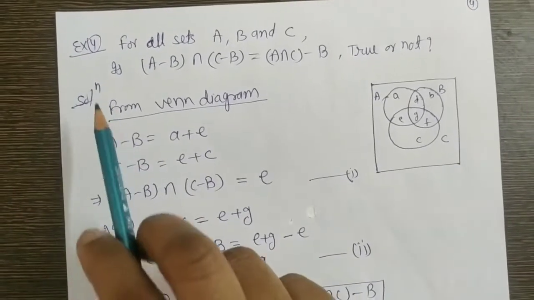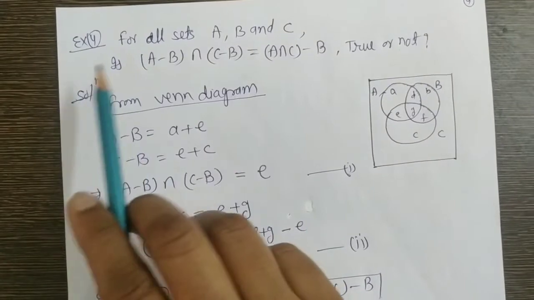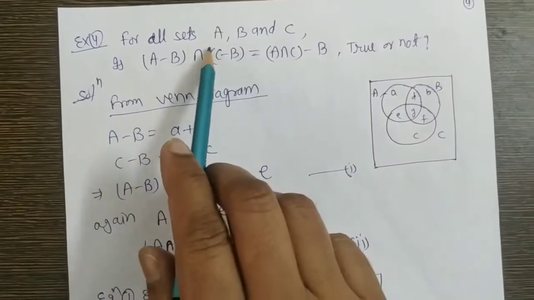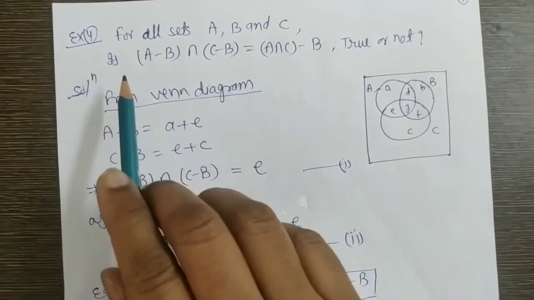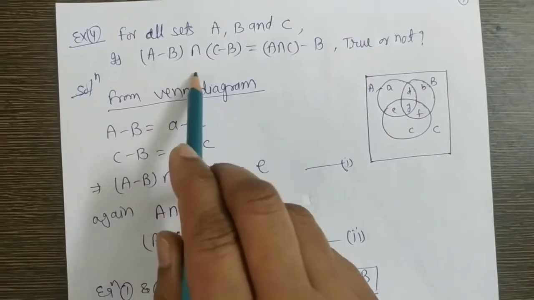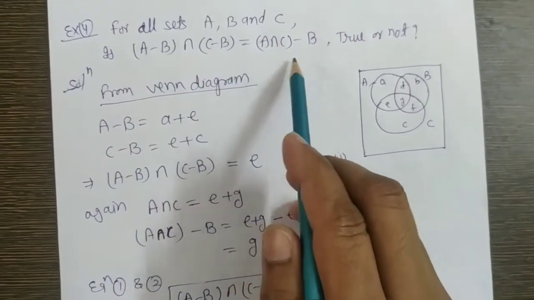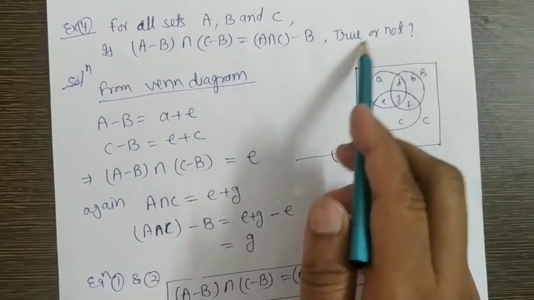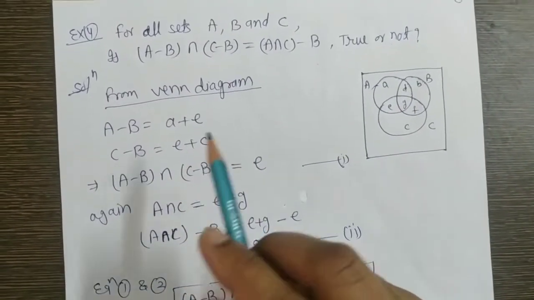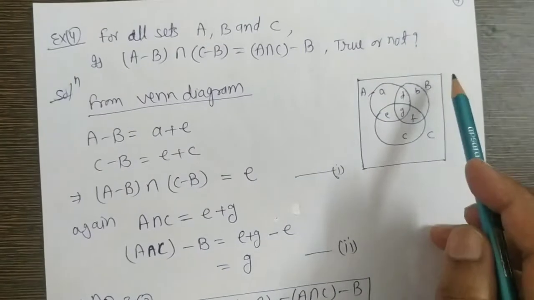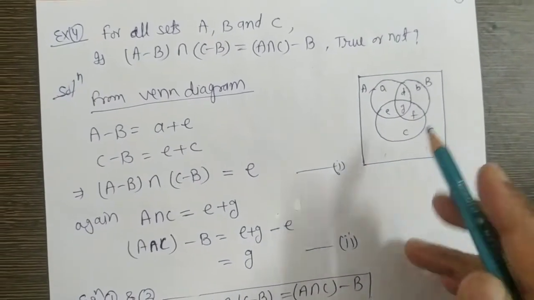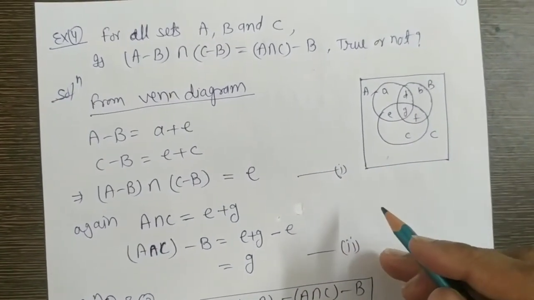Taking another example, we are given three sets A, B and C. We have to check whether (A minus B) intersection (C minus B) is equal to (A intersection C) minus B is true or not. We first draw the Venn diagram as we have done in previous questions.